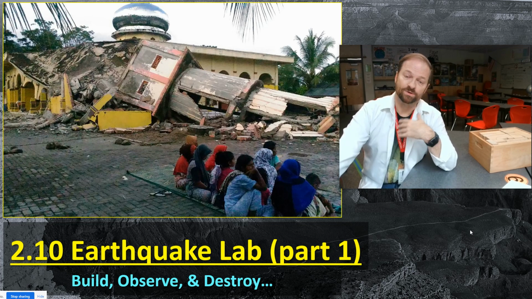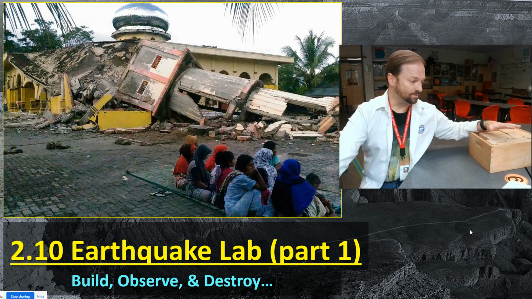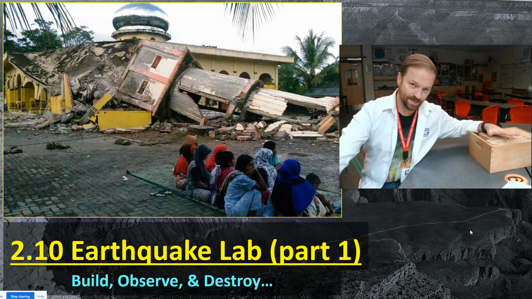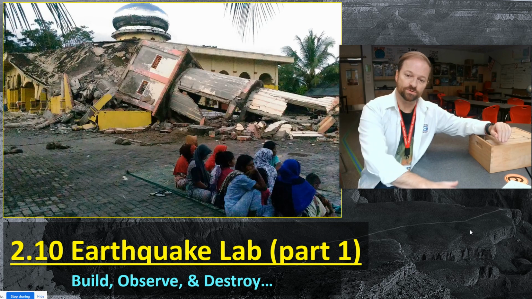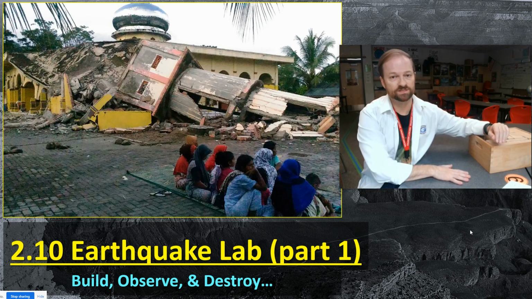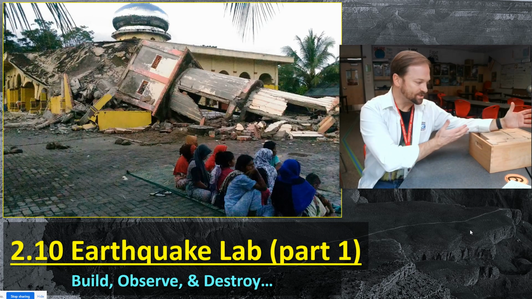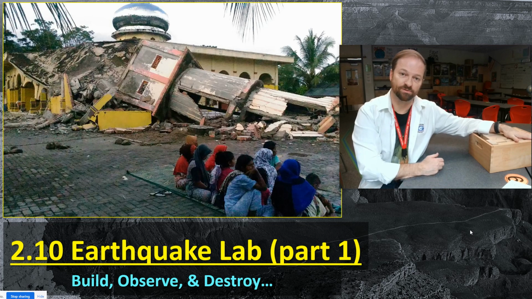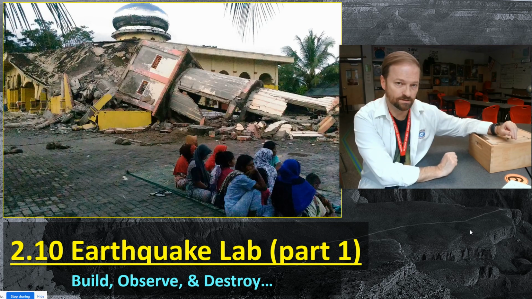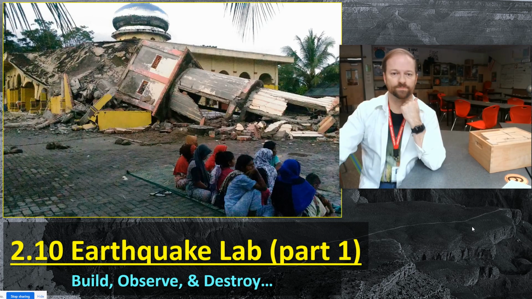And then with the second part, we will investigate how they affect people, and you will build a structure of your own at home or wherever you happen to be, and then using the table, the surface that you're working at, you're going to simulate your own little earthquake and watch what happens to the structure you built. We'll get to that in the next video, but for now, first step, what are earthquakes really? Let's start with that. Okay.